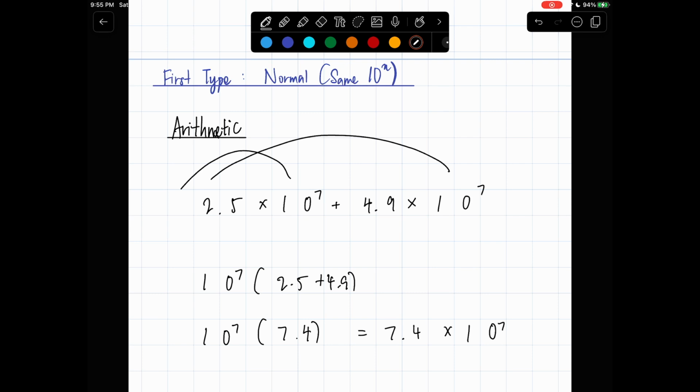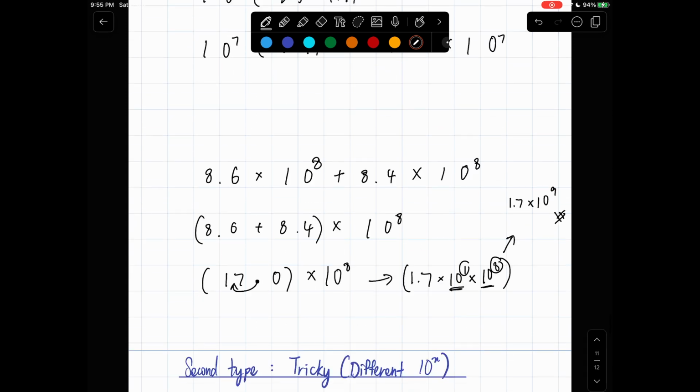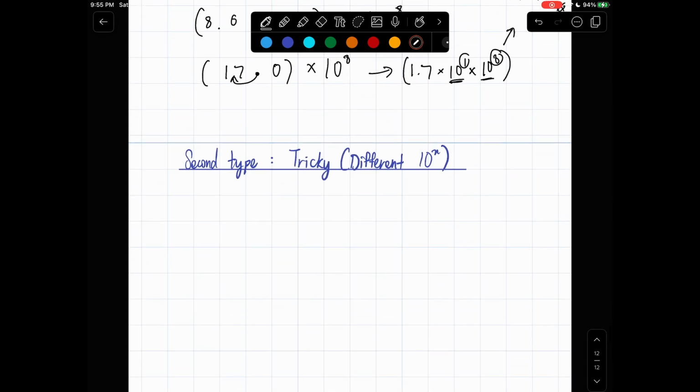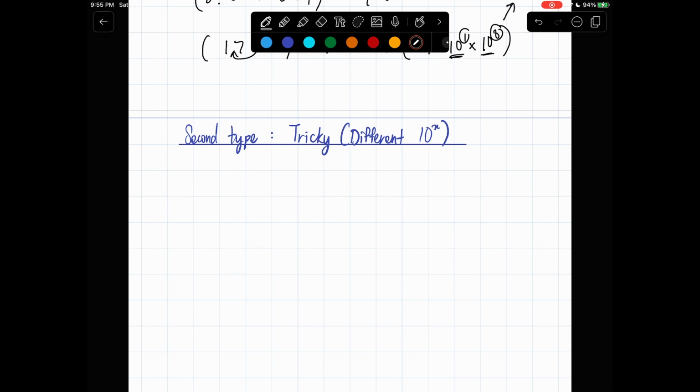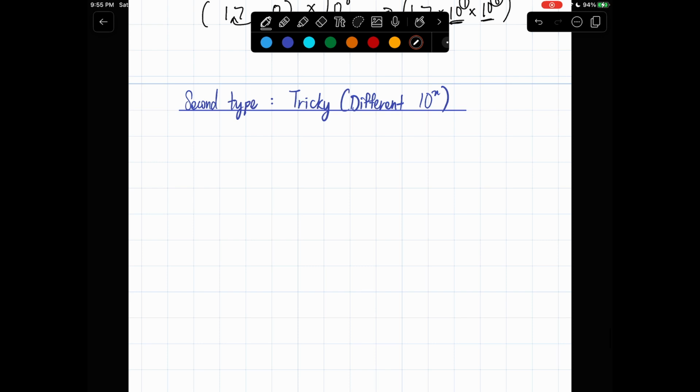Now, this is where we are going to take a look at the tricky part, the second type, where you will have different 10 to the power of x. The power of 10 will be different. Let's take a look. 2.5 times 10 to the power of 5. Here, you'll have 4.2 times 10 to the power of 4.